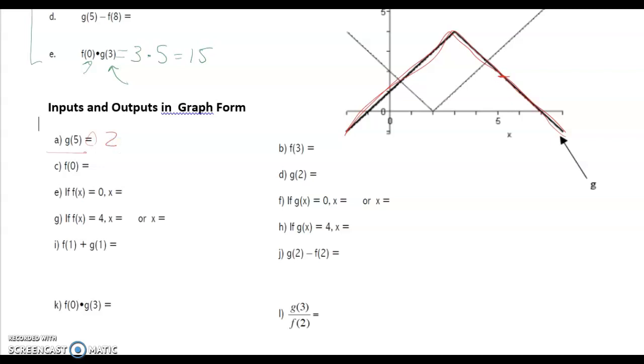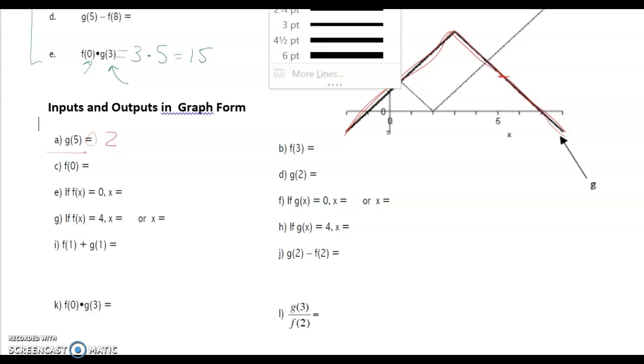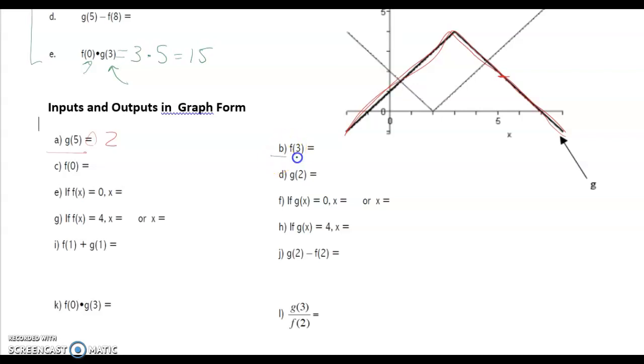How about this one? I'll make it green. When the input is 3, so now we're on the f function, when the input is 3, the output is 1. So these are just input-output questions. But we could also ask other questions.